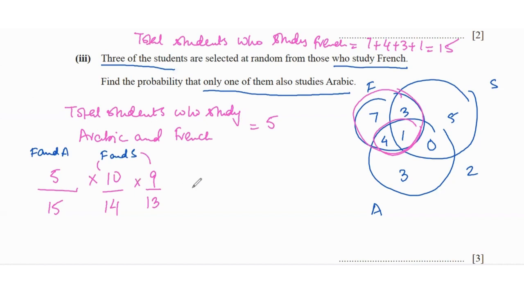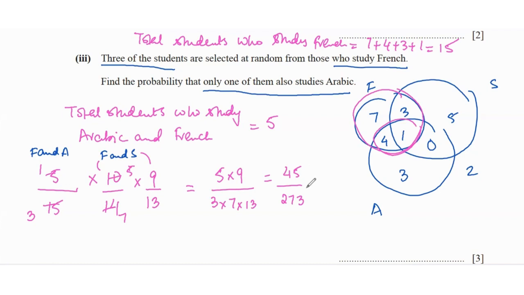So if we solve this, you know that 5/15 can be simplified to 1/3. 10/14 can be simplified to 5/7. So that's going to be 5 times 9 over 3 times 7 times 13, which is 45/273.